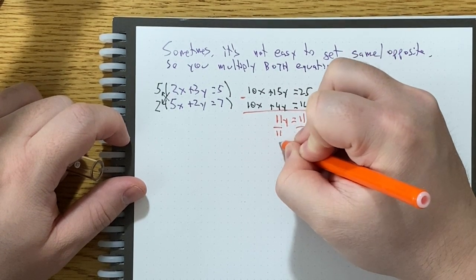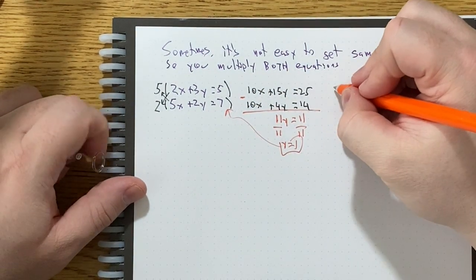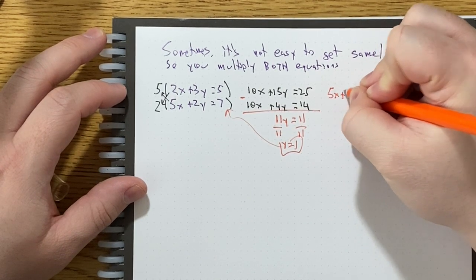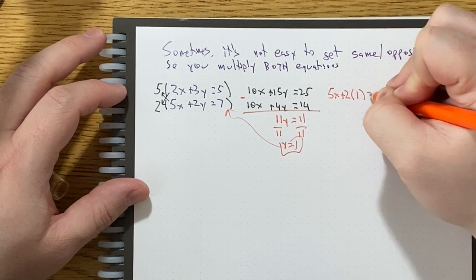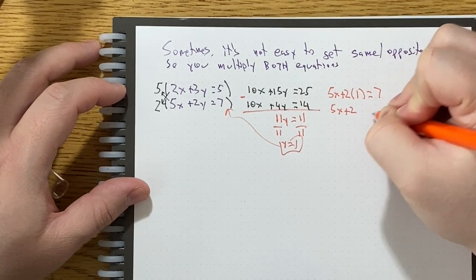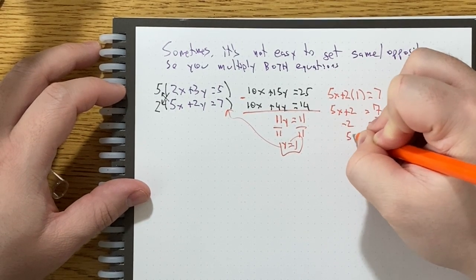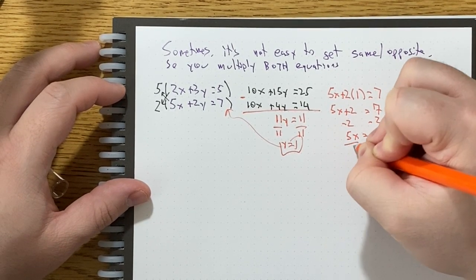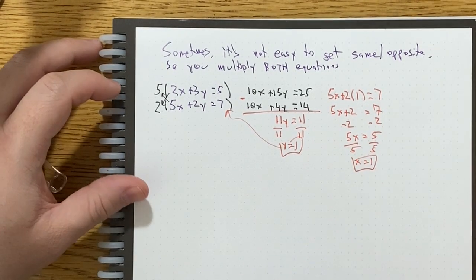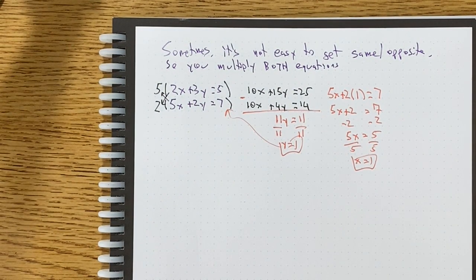y equals 1. Then we're going to plug that in. I'm just going to plug it into this one here. And then you're going to get basically 5x plus 2 times 1 equals 7. 5x plus 2 equals 7. Minus 2, minus 2. 5x equals 5. And 5 divided by 5, get x equals 1. Right? So on this one, you just take what the opposite things are and you just multiply them.